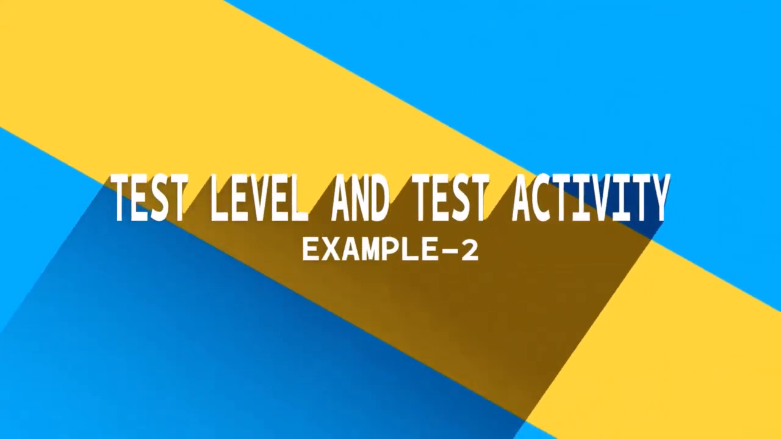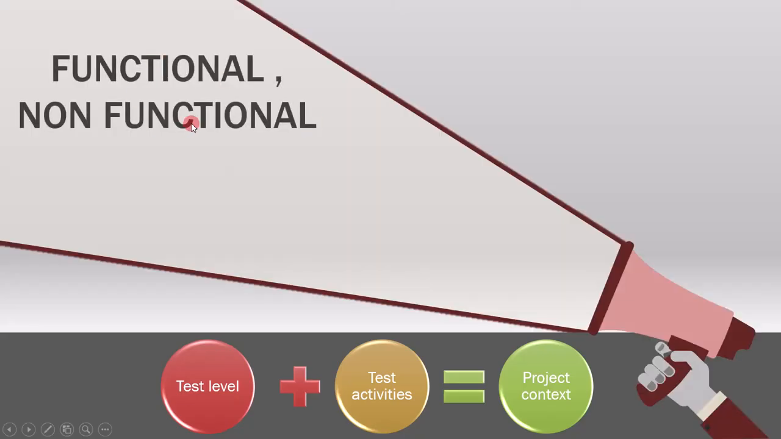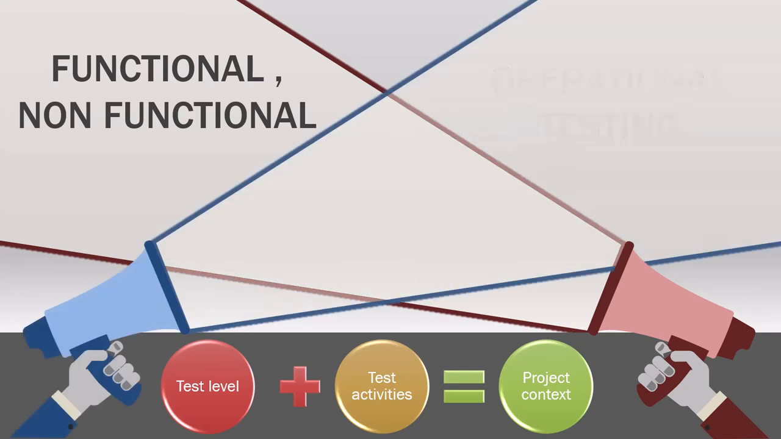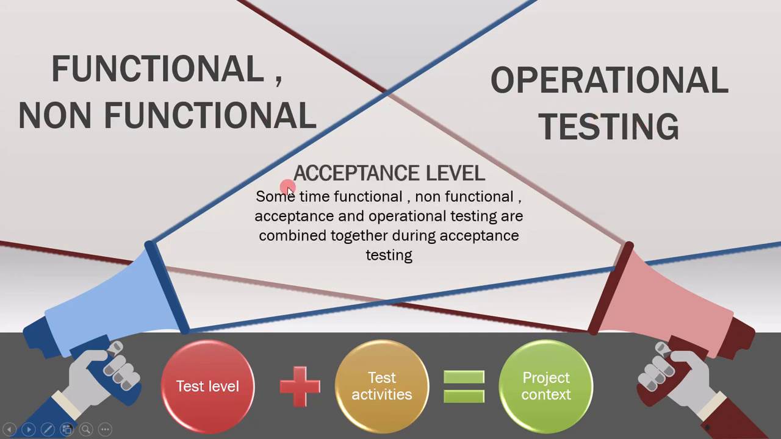Now let's see the second test level and test activity to achieve the project context. Suppose the test level is functional or non-functional testing level, and the test activity is operational testing activity. We combine the two for a project context. Here's what that context looks like. We want to do an acceptance level testing. Sometimes functional or non-functional, acceptance, and operational testing are combined together during acceptance testing. So to achieve acceptance level testing, we combine the test level and test activities here.